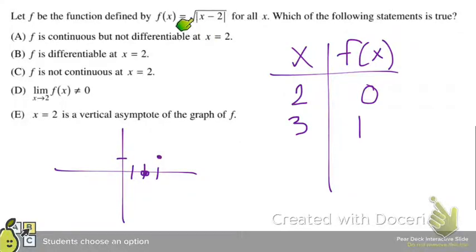Another nice square root would be 4. So in order to make this equal 4, I would plug in x equals 6. If I plug in 6 here, I get 6 minus 2 is 4. The absolute value of 4 is 4, and the square root of 4 is 2. So at 6, it should equal 2.